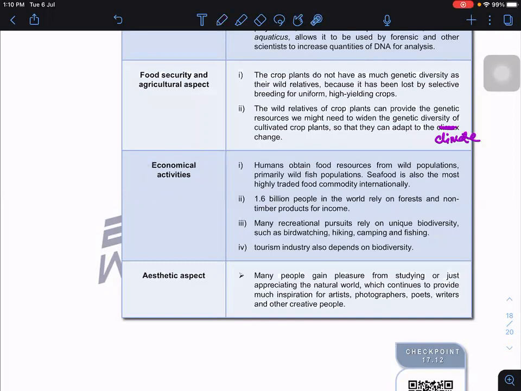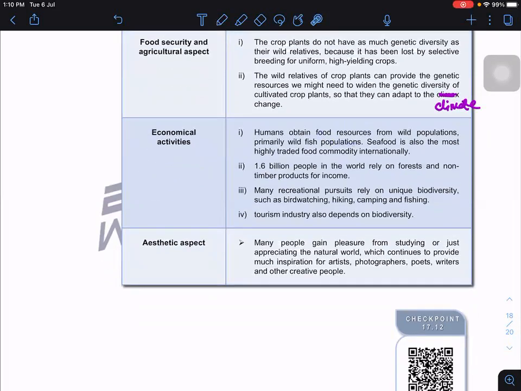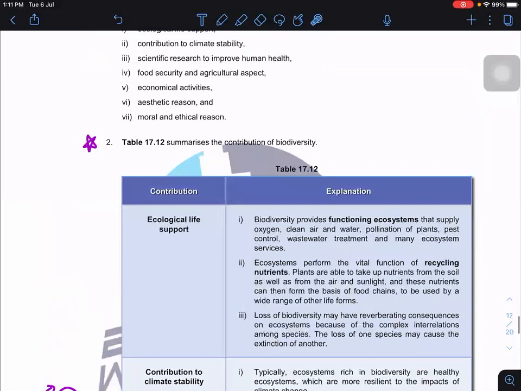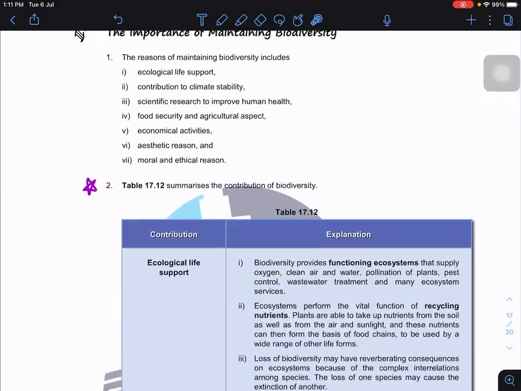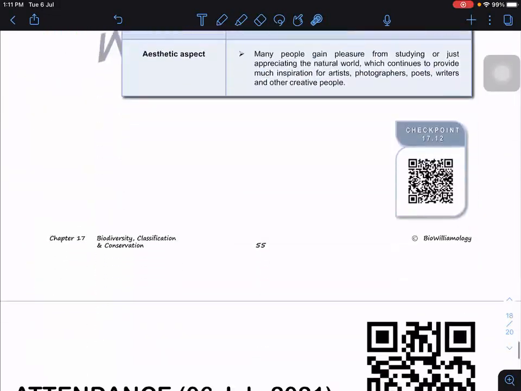How about economic activities? We obtain food and resources from wild populations. About 1.6 billion people in the world rely on forests and non-timber products for income. Many recreation pursuits rely on unique biodiversity, for example bird watching, hiking, camping, fishing, and also ecotourism, which depend on biodiversity. The aesthetic aspect: many people gain pleasure from studying or just appreciating the natural world. When you go to the jungle, it is an ideal inspiration for artists and photographers, who can be creative in their projects. So those are the contributions of biodiversity, and that's why we want to maintain the biodiversity.